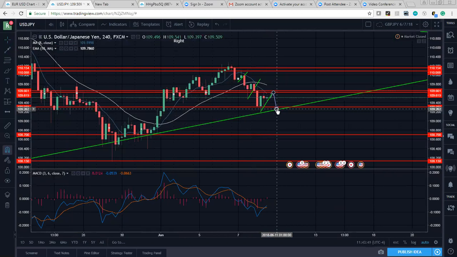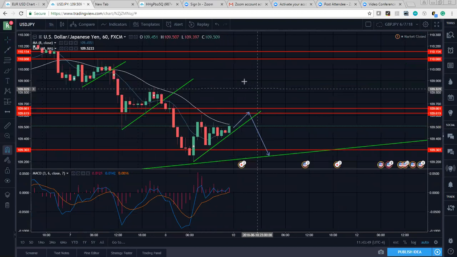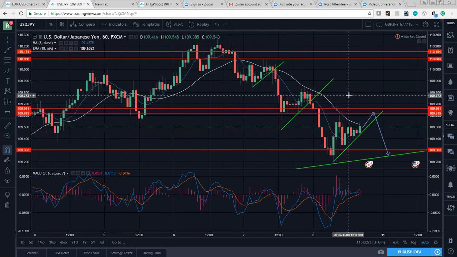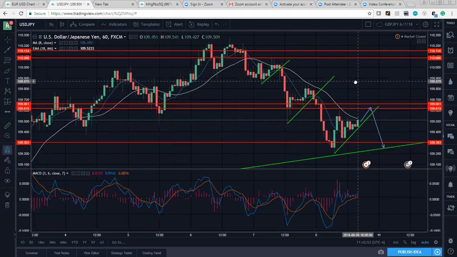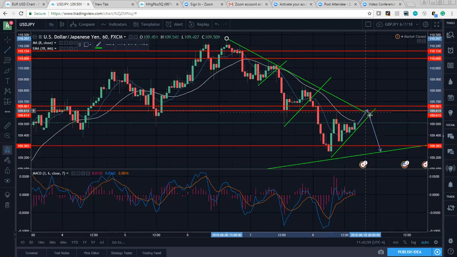And what we can expect, I believe, because we do have the symmetrical triangle, and also if we go back to the 1 hour, this is just another point of confirmation. We have another symmetrical triangle that developed as well. Go here to here. This is our daily, our 1 hour, 4 hour trend line, right?